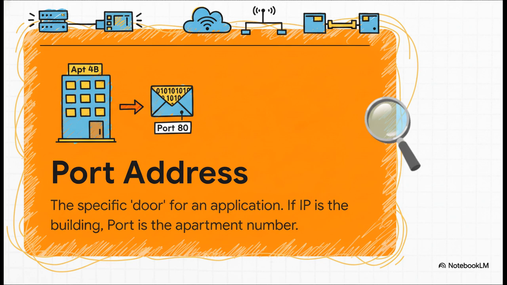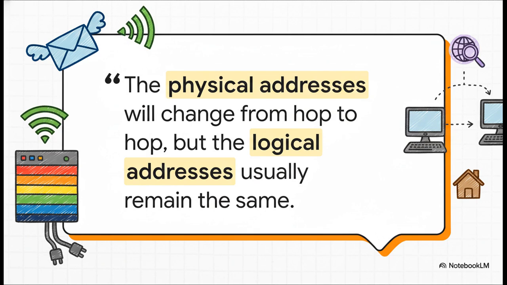So if there is one thing to take away from all this, one core concept, it's this. As your data packet travels the globe, its local, physical, MAC address changes at every single stop, but its logical, IP address, that final destination, stays constant from the very beginning to the very end.